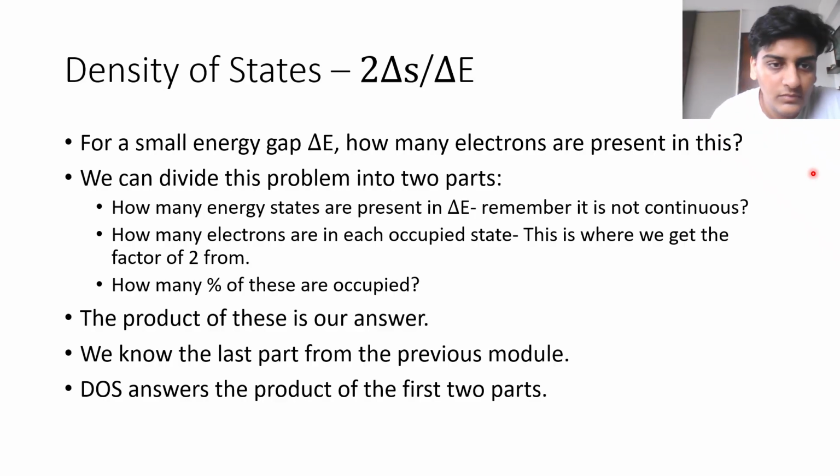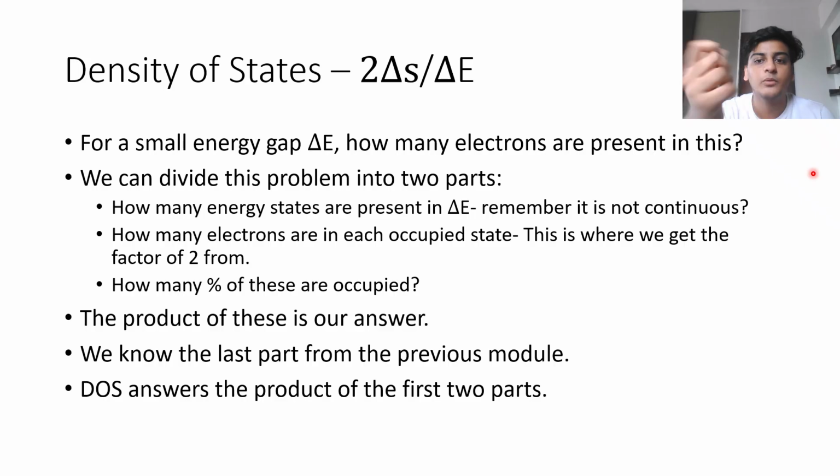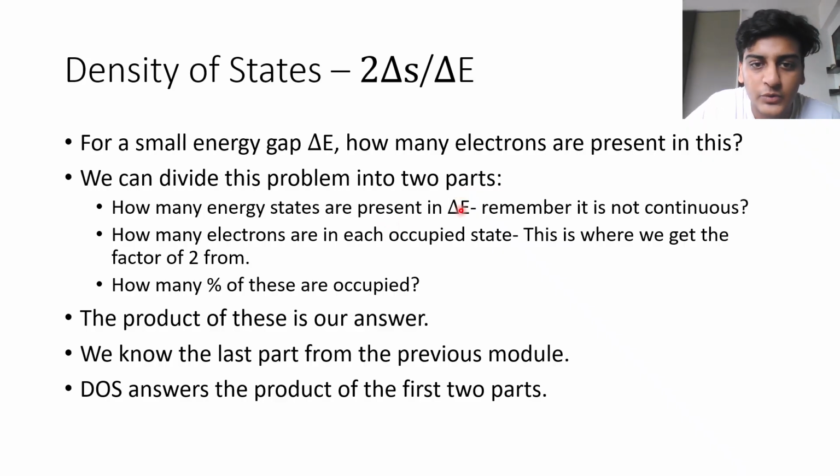So we can divide this problem into a few parts. Firstly, how many energy states are present in this delta E? Secondly, how many electrons are in each occupied state? Or like how many duplicate states do we have? Which is where we get the factor of 2 from, because we can have a spin up electron and a spin down electron in the same state. So these first two quantities we have clubbed together as 2 delta S by delta E.